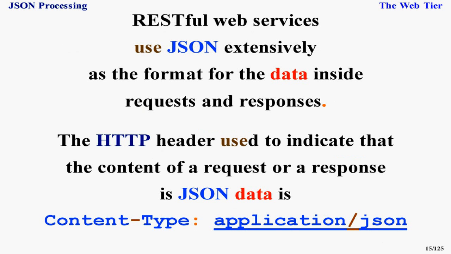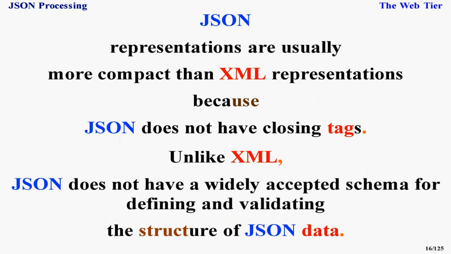RESTful web services use JSON extensively as the format for the data inside requests and responses. The HTTP header used to indicate that the content of a request or response is JSON data is Content-Type: application/json. JSON representations are usually more compact than XML representations because JSON does not have closing tags. Unlike XML, JSON does not have a widely accepted schema for defining and validating the structure of JSON data.